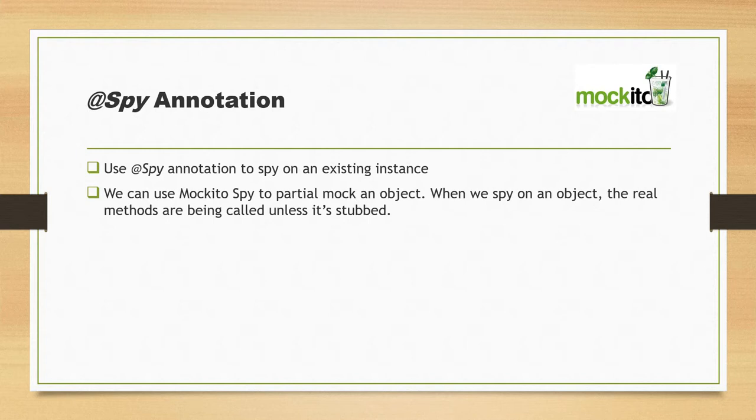We can use the @Spy annotation to spy an existing instance. If you have an existing instance like ArrayList or, let's say, EmployeeServiceImpl, then you can create a spy of these instances, right? We can use Mockito spy to partially mock an object. When we spy an object, the real methods are called unless they're stubbed, right? So this point is very important.